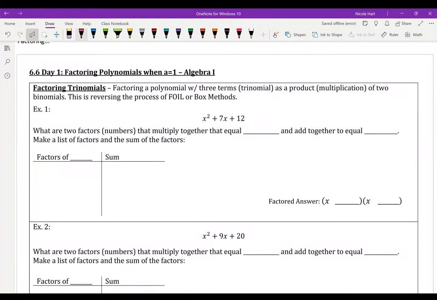Hi there, everybody. Today we are going to be discussing factoring polynomials, specifically trinomials today. So something that has three terms, when the leading coefficient, the number in the very front, is 1. So we're not dealing with anything with a 2, a 3, anything larger in the front, just a 1, an invisible 1, as you may see, because we can't see that one. And we are going to be taking that trinomial and turning it into a product of two binomials.